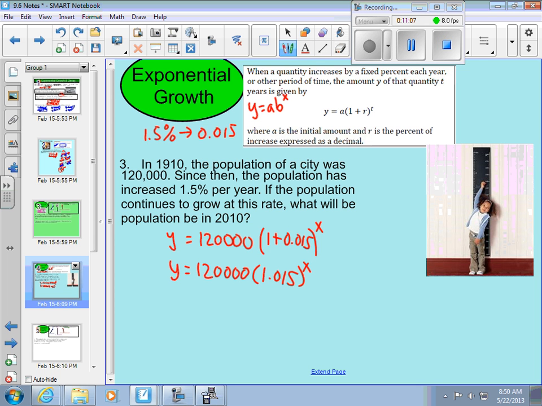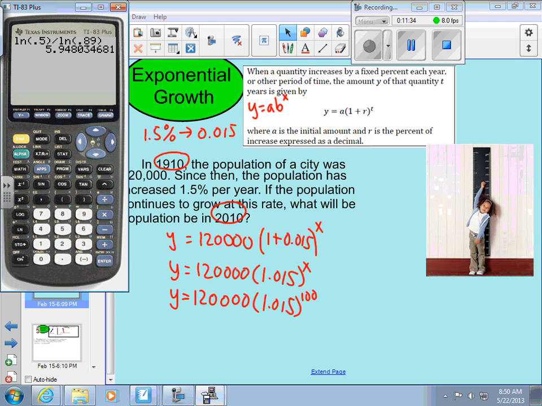All right, if we read on, they want us to know what's the population in 2010. Our starting year was 1990. Our ending year is 2010. That's a difference of 20 years. So if we're going to solve this one, our exponent's going to be 20. Again, this becomes a calculator problem now. You want to enter it in your calculator and see what you get. So let's try it out.